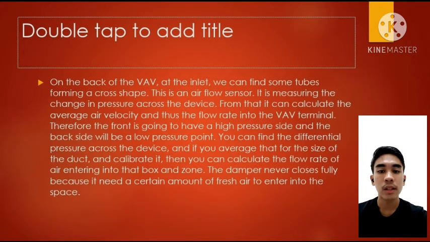Therefore, the front is going to have the high pressure side, and at the back side we have the low pressure point. You can find the differential pressure across the device, and if you average that for the size of the duct and calibrate it, then you can calculate the flow rate of the air entering into the box and the zone. The damper never closes fully because it needs a certain amount of fresh air to enter into the space.